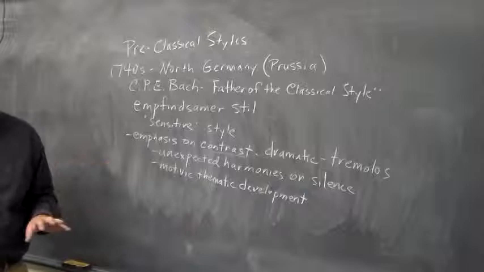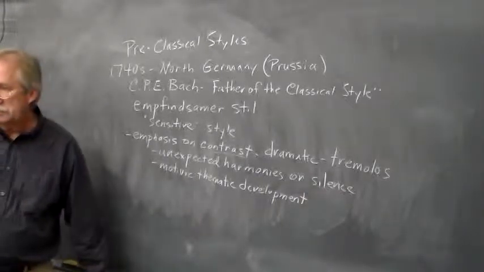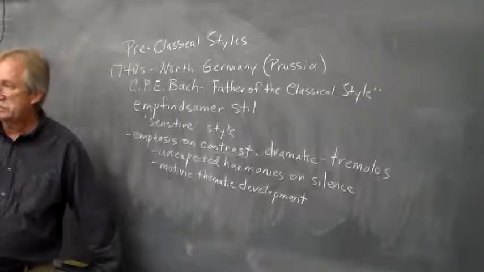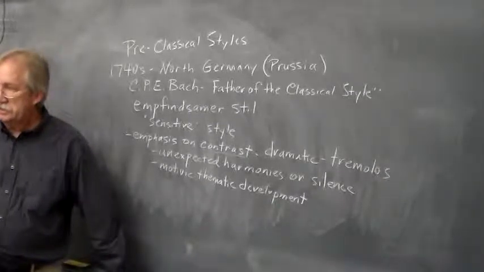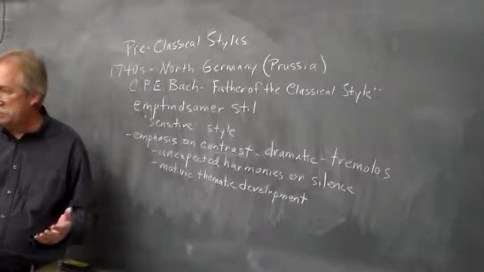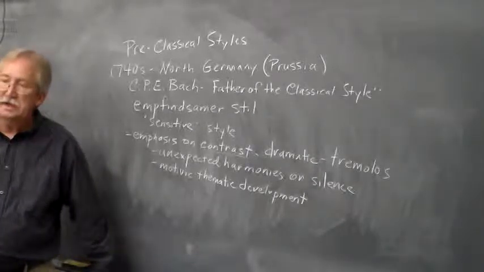So we're going to listen to just a little bit of C.P.E. Bach's pianoforte sonatas. This is one of the Prussian sonatas. And this is on an original instrument. And so it's kind of a halfway between the modern grand piano and harpsichord.